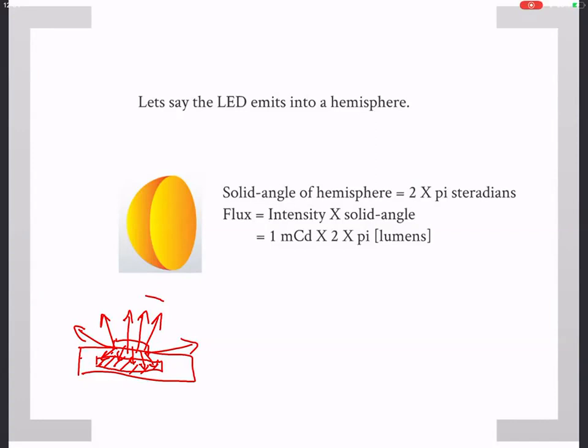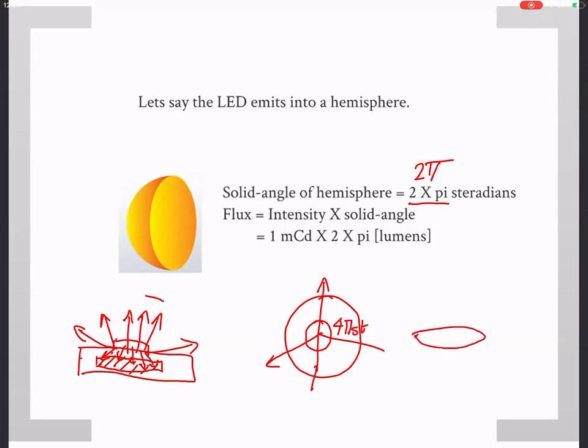So, of course, you can write down the equations. The solid angle of the hemisphere is 2 pi steradians. And so the flux is simply 1 millicandela times 2 pi. Professor, I didn't understand. Why is it 2 pi if we're just getting 180 degrees right there? A sphere in 3 dimensions has a total angle of 4 pi steradians. And here, what we have is half of a sphere. Gotcha. Okay. So the light's going downstream in this example. So this becomes 4 pi divided by 2.